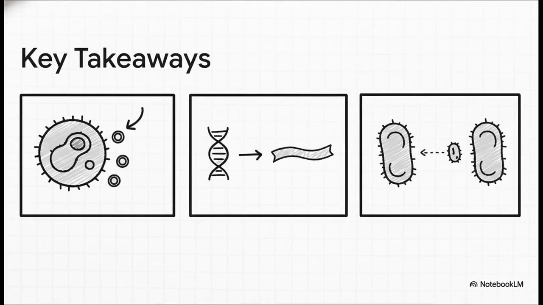Number 1, bacteria keep their genetic blueprint in a main chromosome and those super important plasmids. Number 2, they bring that blueprint to life through core processes like replication and translation. And number 3, the most critical point, they can evolve at lightning speed because they share genes horizontally.